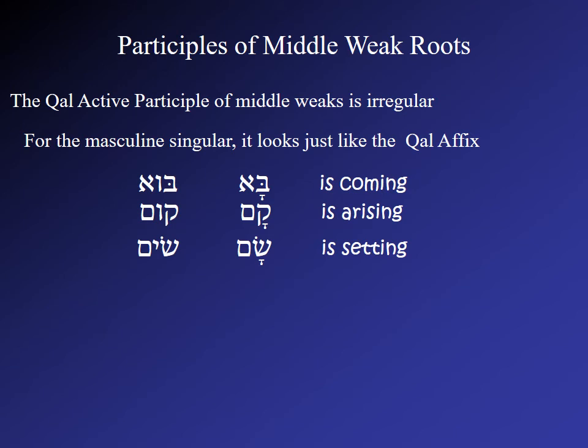Now you may be asking yourself, how does one distinguish the participle from the affix? And the answer is, in the masculine singular, you can't do it simply morphologically. So you have to think about what it needs to mean in the context, and there is frequently some ambiguity about what you're looking at. In the other forms, the feminine singular, the masculine plural, and the feminine plural, they will be clearly distinguishable. But we do not know yet enough to talk about that.